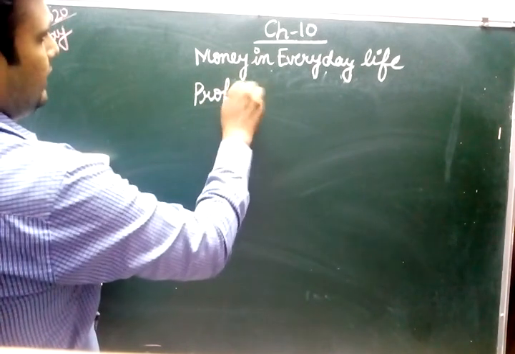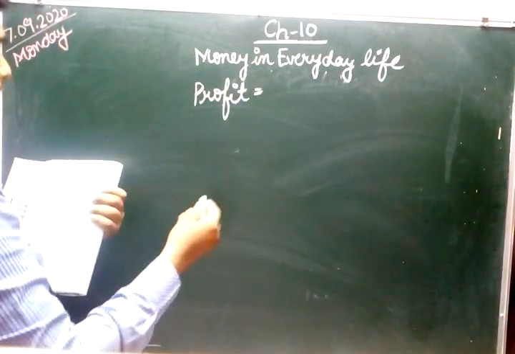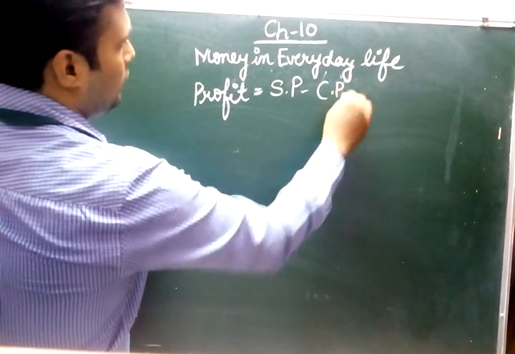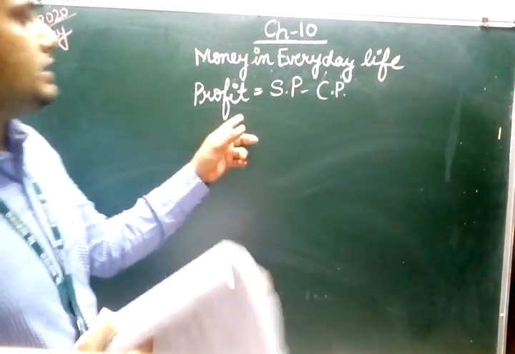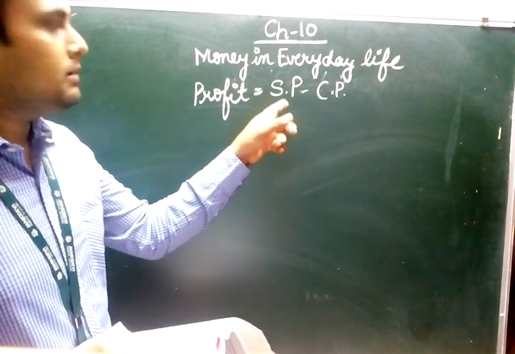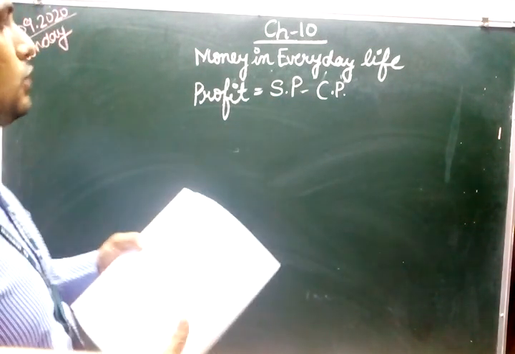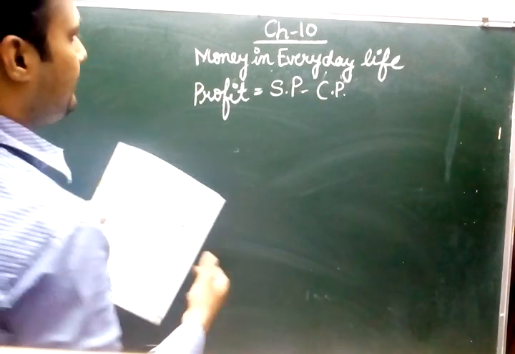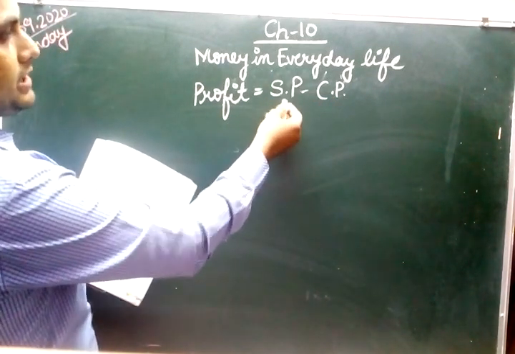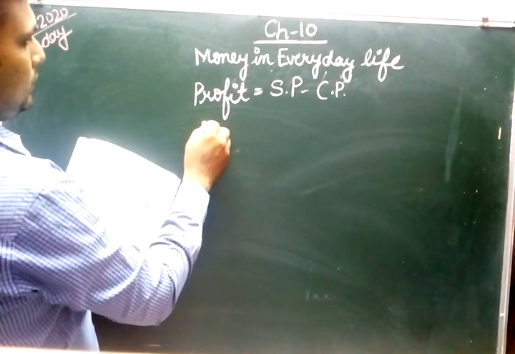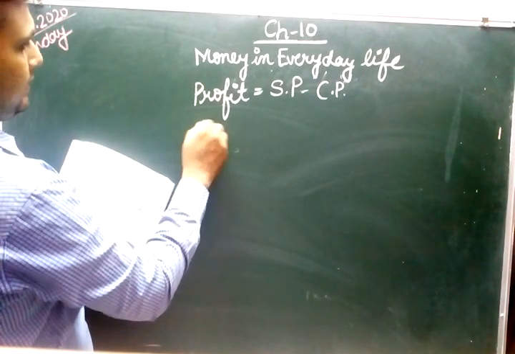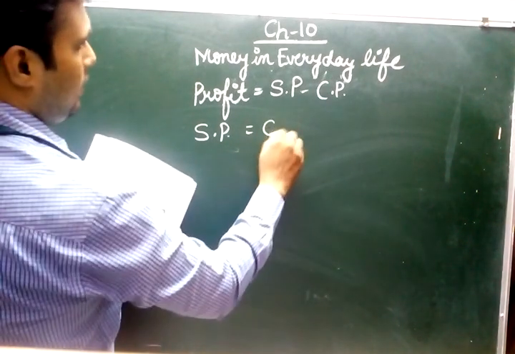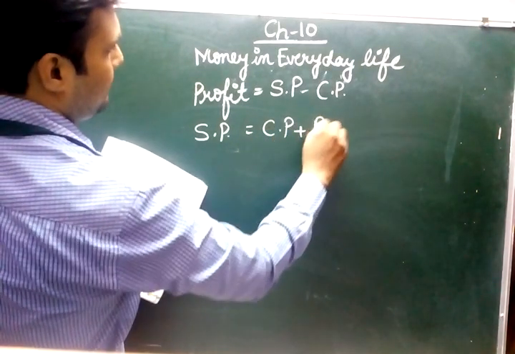One is profit and another is loss. Profit equals selling price minus cost price. Profit is there when selling price is more than cost price. So we have three quantities. Now if you want to find out the selling price, what is the formula? If profit is there, selling price equals cost price plus profit.